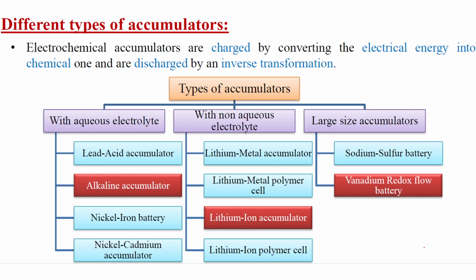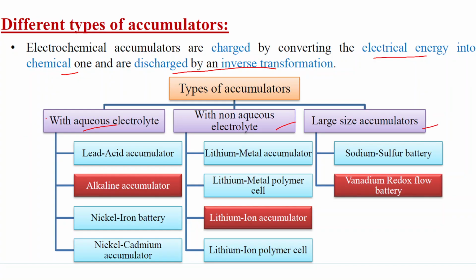Now, coming on to the different types of accumulators. Electrochemical accumulators are charged by converting the electrical energy into chemical energy, and are discharged by an inverse transformation. So basically, there are different types of accumulators: some with aqueous electrolyte, some with non-aqueous electrolyte, and some are large size accumulators.